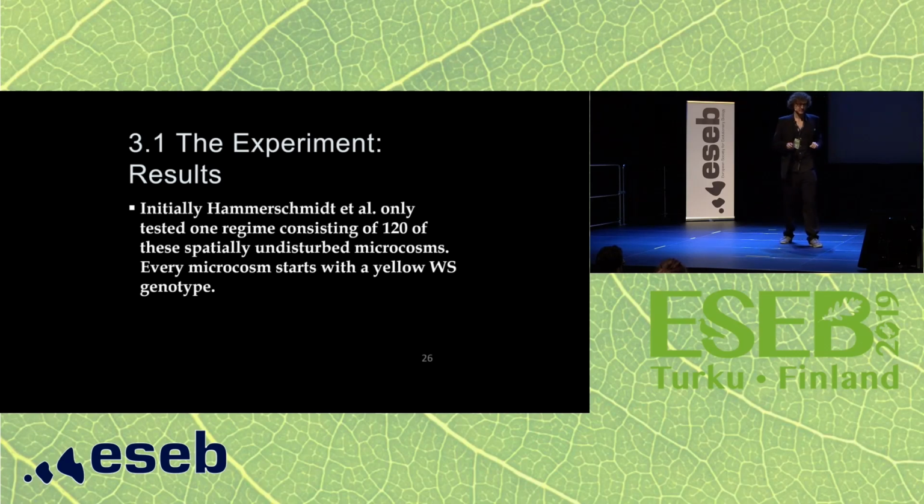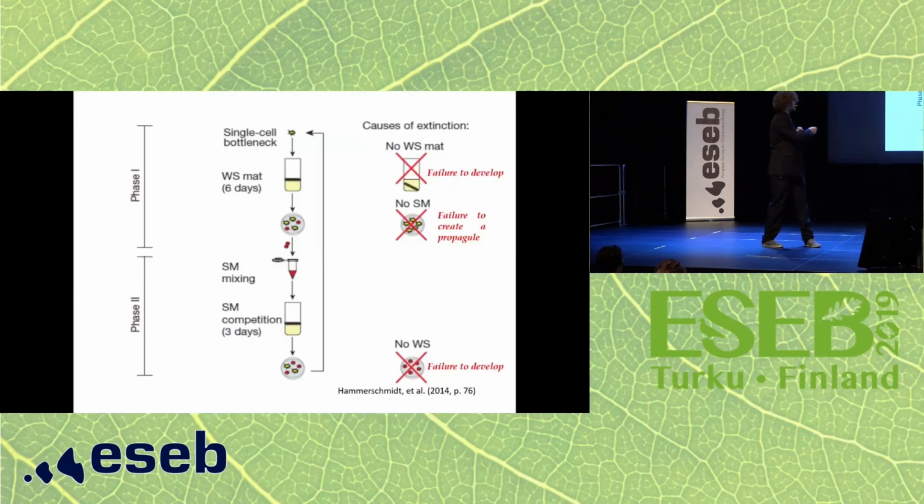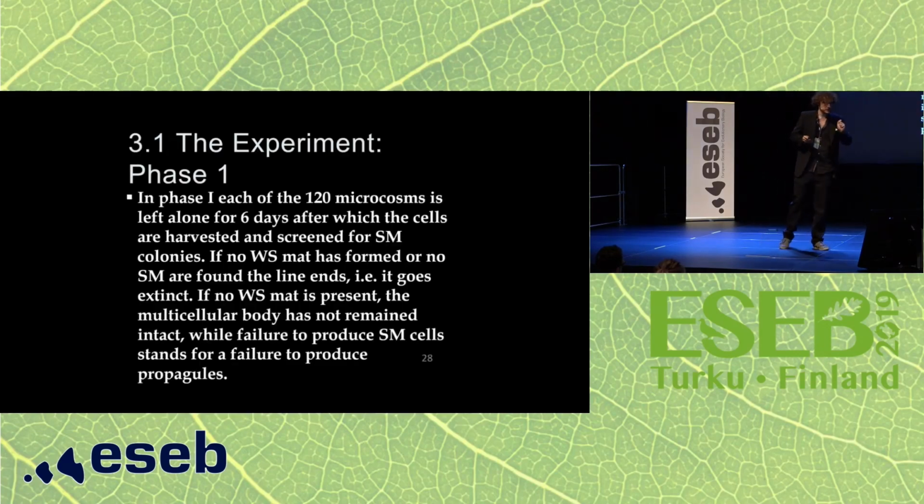Initially here, they only tested with 120 of these spatially undisturbed microcosms, and every microcosm starts with this Wrinkly Spreader genotype, and then we have this setup, the single-cell bottleneck, and yeah, I think we have enough time. In phase 1, each of these 120 microcosms is left alone for 6 days, after which the cells are harvested and screened for SM colonies. If no Wrinkly Spreader mat is formed, no SM are found, the line ends, that is, it goes extinct.